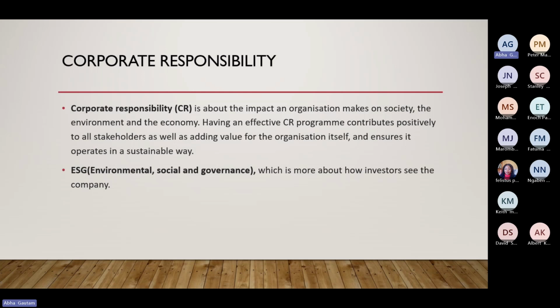And hence this corporate responsibility comes into the picture, which is about if you are having a CR program, that means you want to contribute positively and you are thinking about all of your stakeholders, be it living or non-living. After all, the environment is also something which is being affected by us, and we really need it for our survival. So we have to make sure that we operate in a sustainable manner.